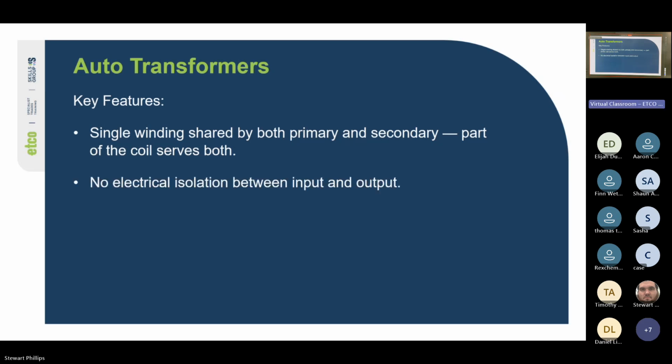Cool. So there is no electrical isolation between input and output. Because they share the same winding, we can't have separation or isolation. They're compact and efficient due to fewer windings. So less copper means less copper losses, less iron means less iron losses. So overall, we have less losses, but we know we sacrifice our electrical isolation for efficiency.